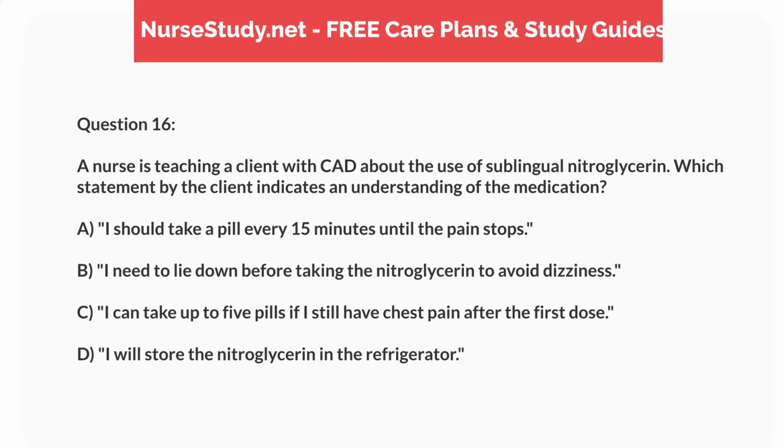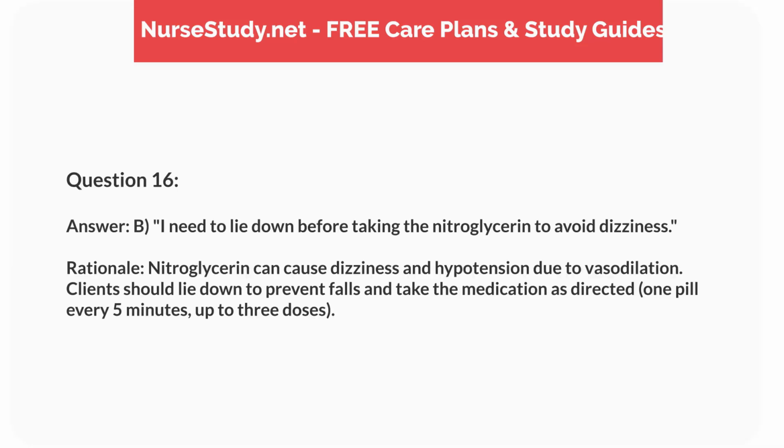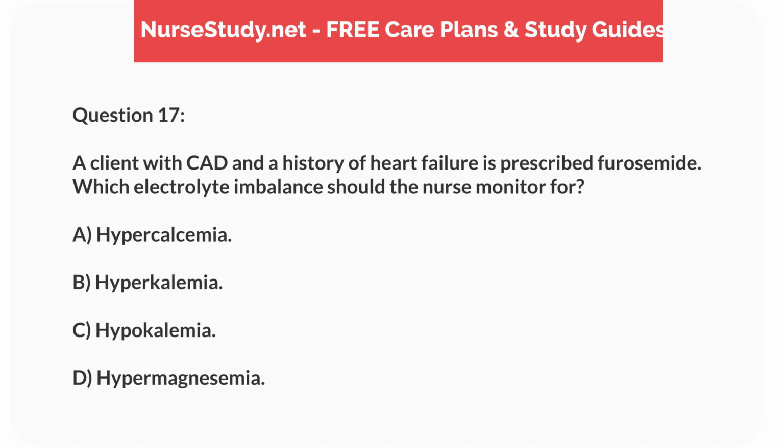B. I need to lie down before taking the nitroglycerin to avoid dizziness. C. I can take up to 5 pills if I still have chest pain after the first dose. D. I will store the nitroglycerin in the refrigerator. Answer: B. I need to lie down before taking the nitroglycerin to avoid dizziness. Rationale: nitroglycerin can cause dizziness and hypotension due to vasodilation. Clients should lie down to prevent falls and take the medication as directed, 1 pill every 5 minutes, up to 3 doses.